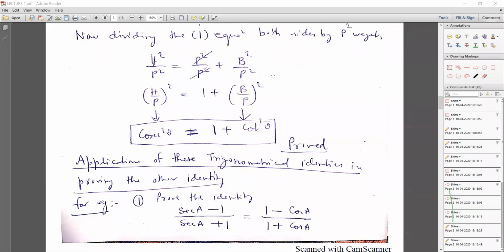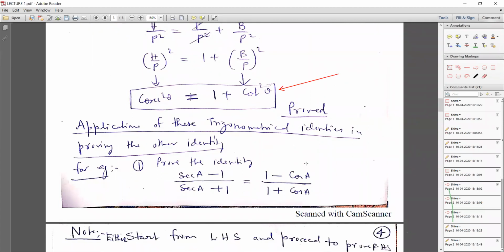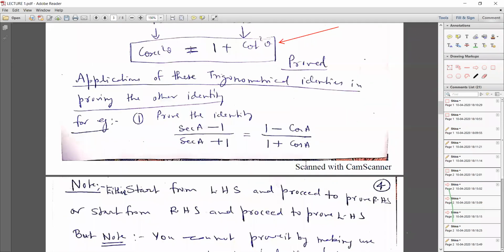Now, if I divide both the sides by P square, hypotenuse upon perpendicular is the ratio cosec theta, is equal to 1 plus base upon perpendicular, which is cot theta. So it will be 1 plus cot square theta. Okay. So in this way, these three trigonometrical identities are proved. Okay. So any doubt regarding this?